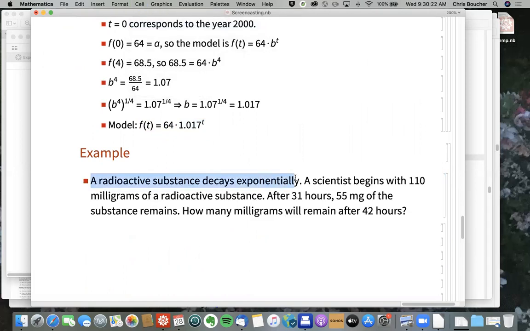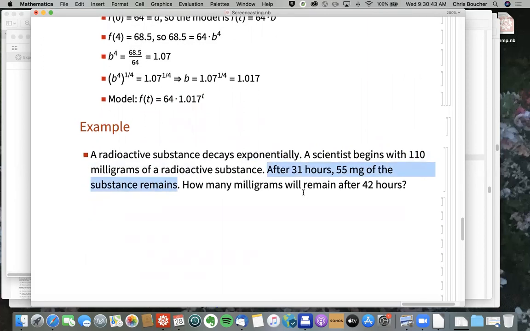Suppose I have a radioactive substance that decays exponentially. Exponential models are commonly used to model radioactive decay. We begin with 110 milligrams of the substance, and we've got some information about how it decays after 31 hours. They take a measurement, and there's only 55 milligrams of the stuff left.